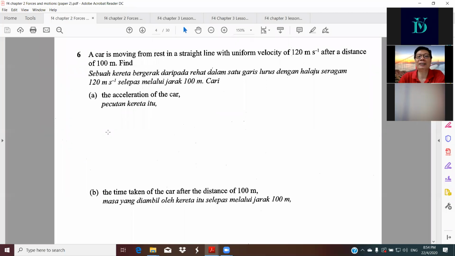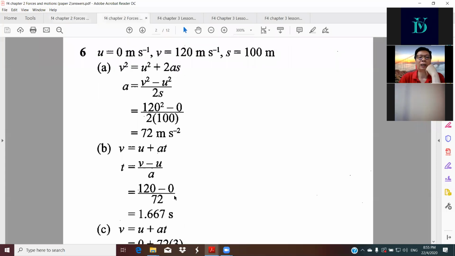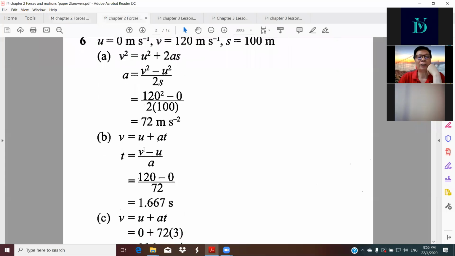Okay, question number 6 part B: the time taken for the car after the distance of 1000. Now you are asked to find the time taken for the car to travel 1000 meters. To find the time, use this formula. Final velocity 120, initial velocity 0, acceleration 72. You have got it here, right? Put it here, so you get the answer 1.667 seconds, okay?